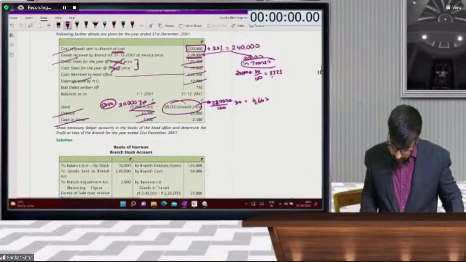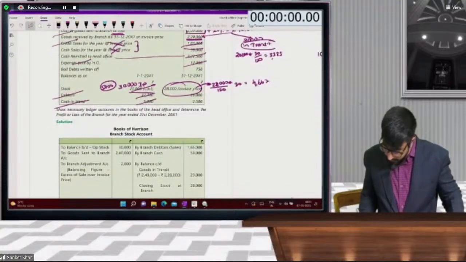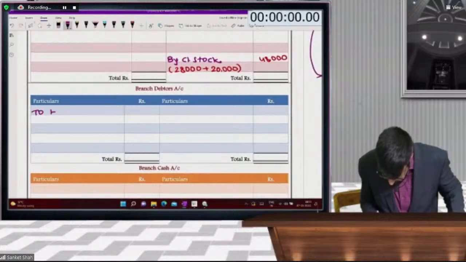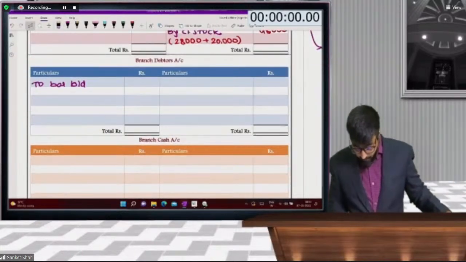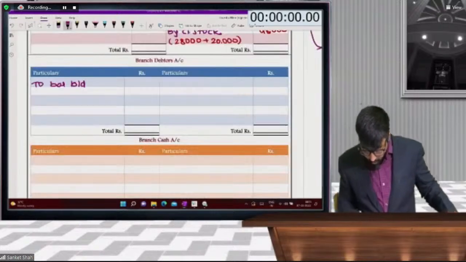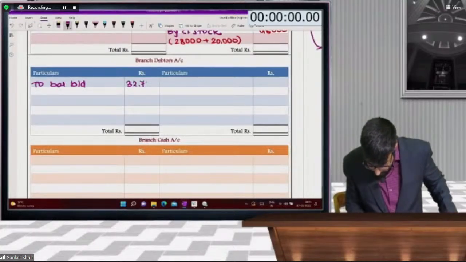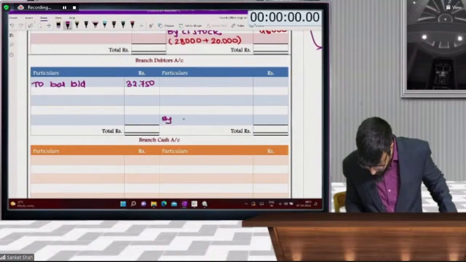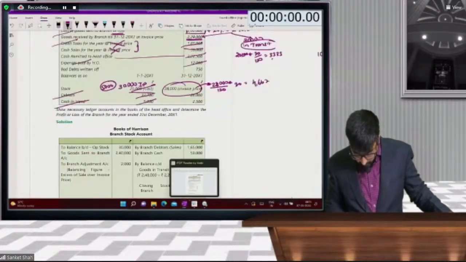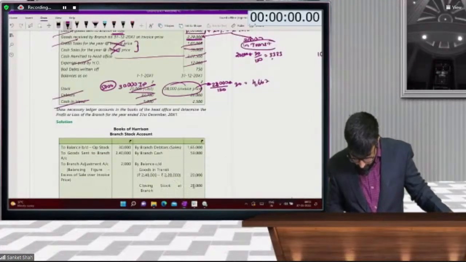Then debtors account opening balances. So what is the first step? We will write all opening balances. To balance brought down. Don't get confused between brought down and carried down, my friends. Opening is always brought down because day before yesterday, one of my inter student of Pune branch, she's still making mistake in brought down and carried down. Why? I don't know. No focus.